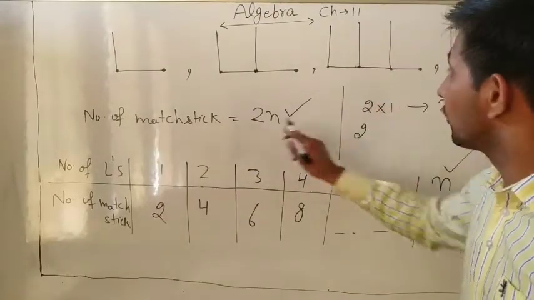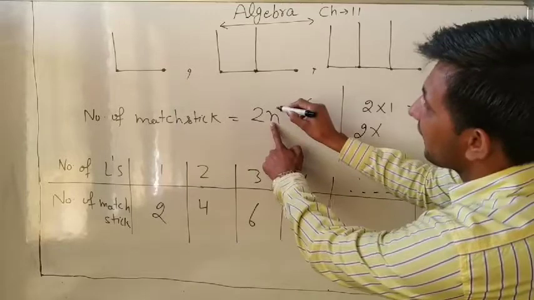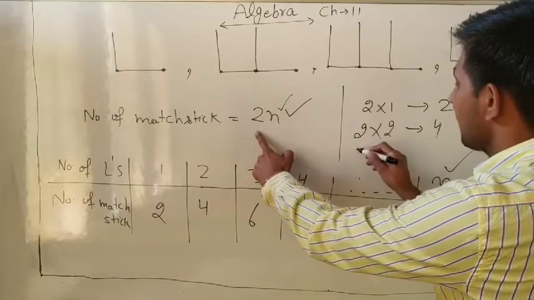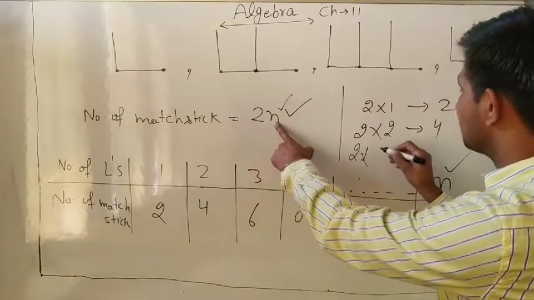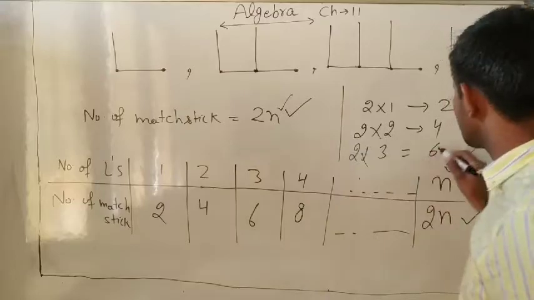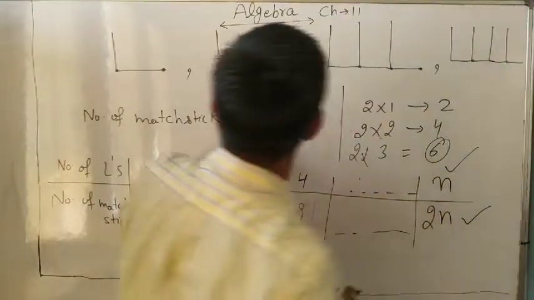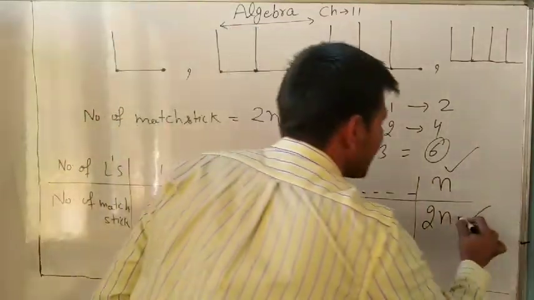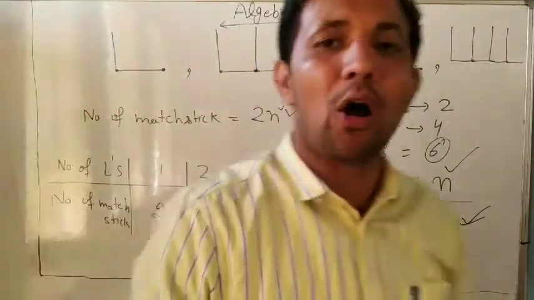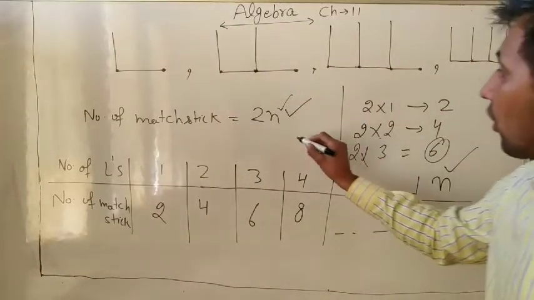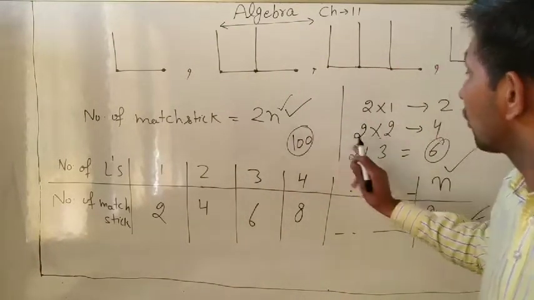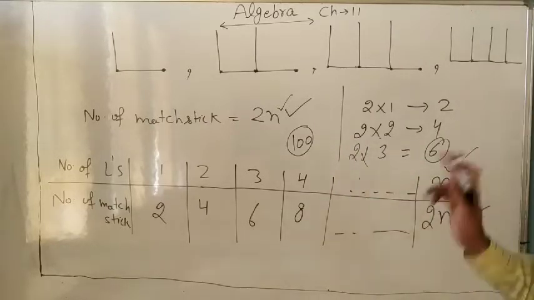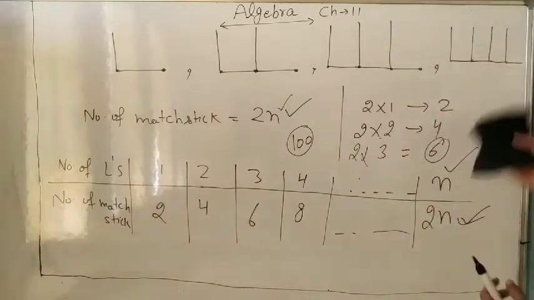Same as that, 2 into N. Now we are taking N as 2. For 2 L's, how many matchsticks? 4. Same as that, 2 multiplied, in place of N is 3, how many matchsticks? 6. So every time we observe that N is changing: 1, 2, 3, 4, 5, like this. It is a pattern you can find. If I ask how many matchsticks are required for 100 L's, it is 2 into 100. And how many matchsticks for N? 2 into N. One more pattern we are observing. Look at this.